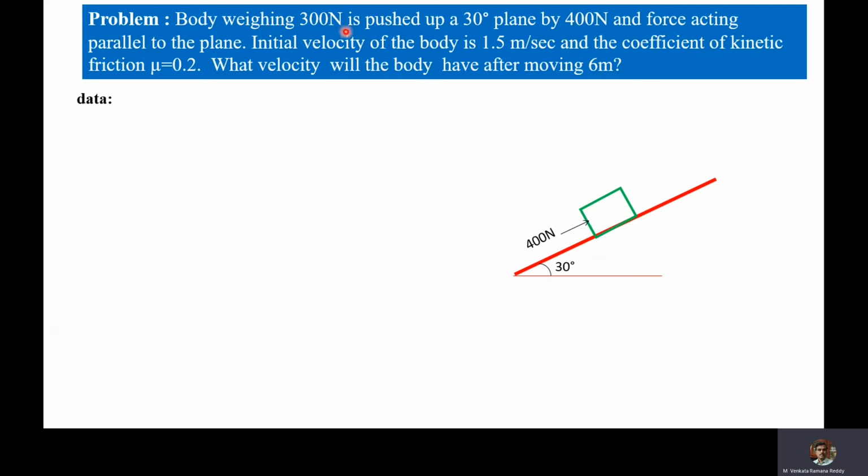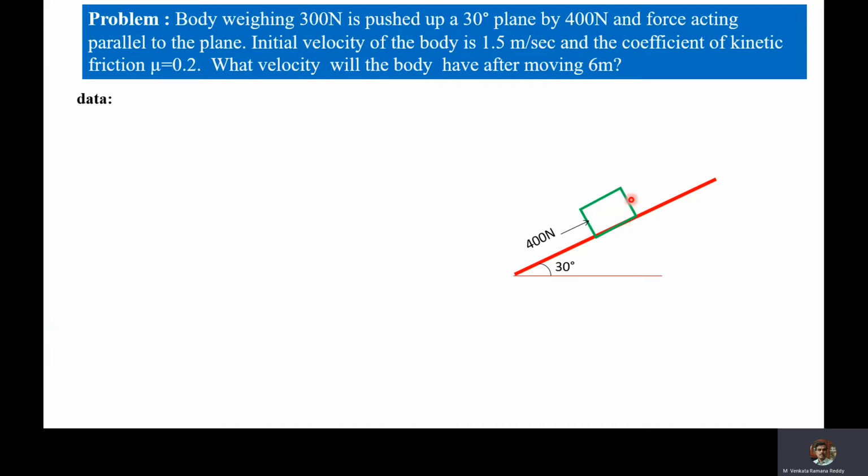A body weighing 300 Newton is pushed up a 30 degree plane by a 400 Newton force acting parallel to the plane. Initial velocity of the body is 1.5 meter per second and the coefficient of kinetic friction is 0.2. What velocity will the body have after moving 6 meters?